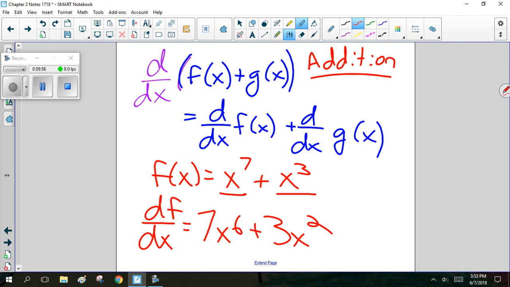The rule for subtraction is the same. So if this had been minus x cubed, then this would be minus 3x squared, okay?